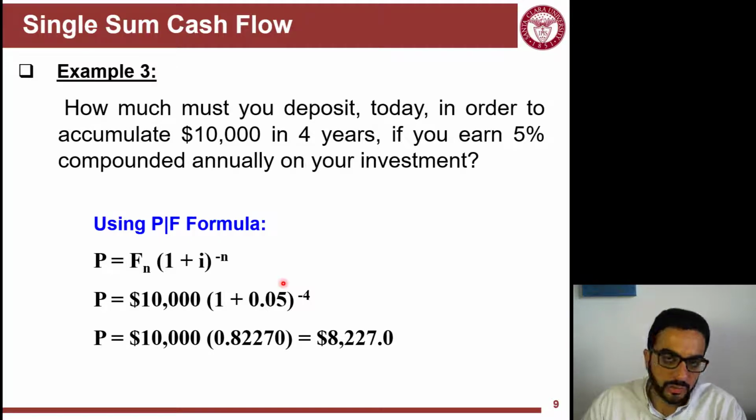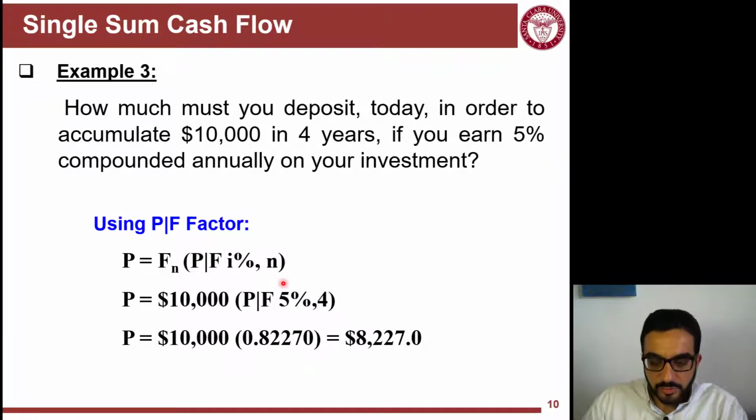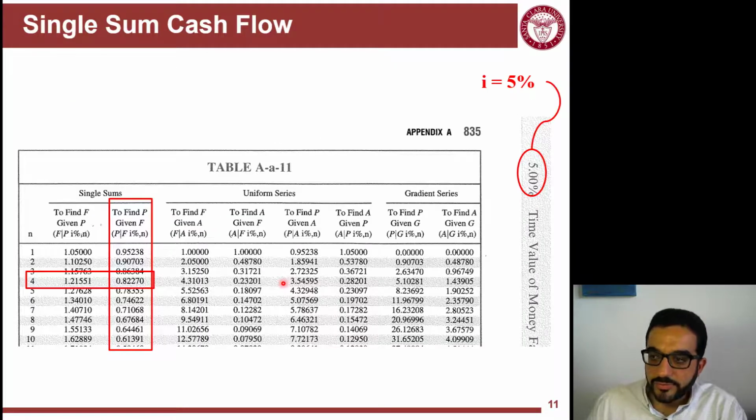That's if I calculate it using the formula. The tables will give me also the same value. I will end up with the same answer. So if you look at the tables, my interest here is 5%, so I am dealing with a different page than 12%. Now I'm dealing with the second column, which is the P given F factor. And I'm dealing with the row here of 4 years. This is the factor P given F, 0.8227. And that's the one that I used in the previous slide.